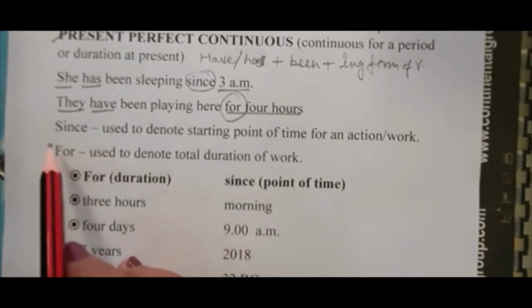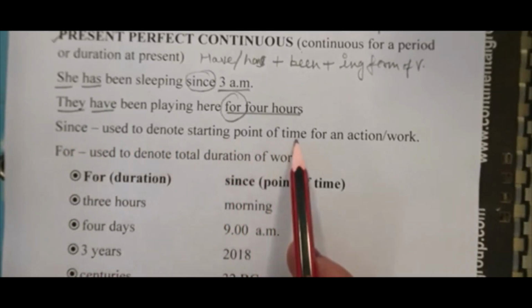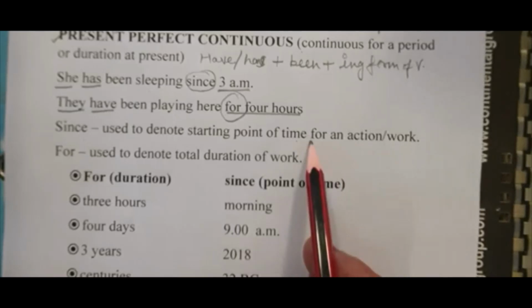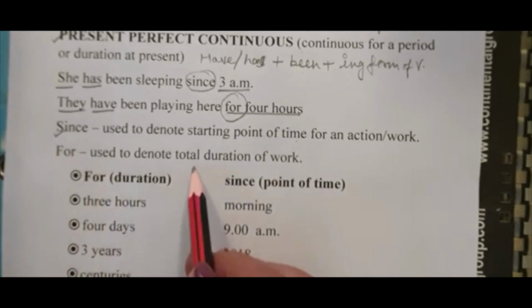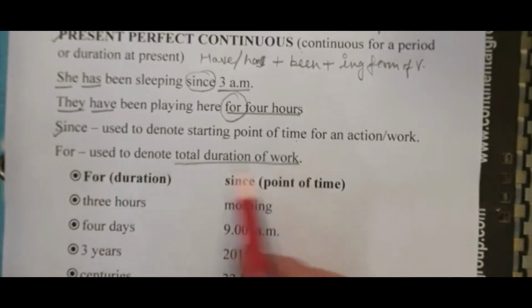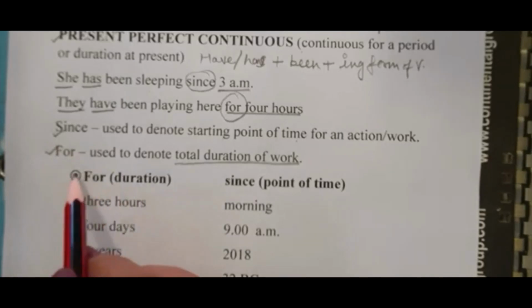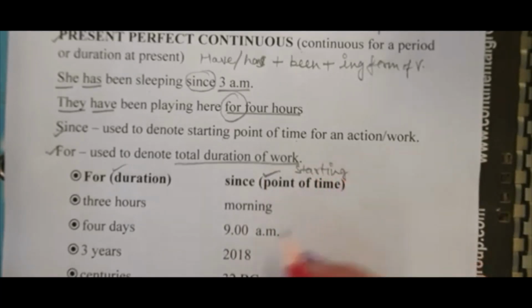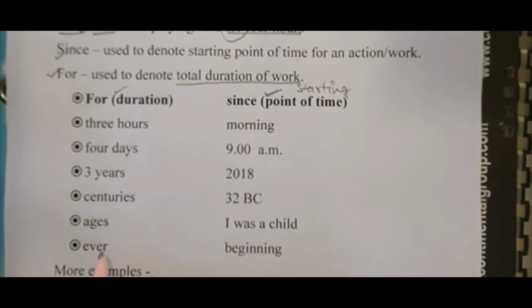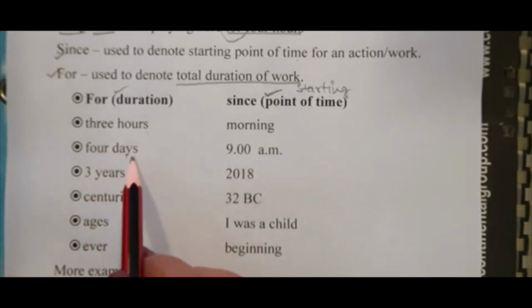Let me tell you more clearly. Since is used to denote the starting point of time, when the action began, when any work began. That point of time, if used in a sentence, we will use since. If the total duration of work is mentioned in a sentence, we will use for. For duration, since, starting point of time. Three hours is total duration. Days, years, centuries, ages, ever. These all are duration, a period of time. 3 ghante tak koi kaam ho raha tha. 4 din tak koi kaam ho raha tha.